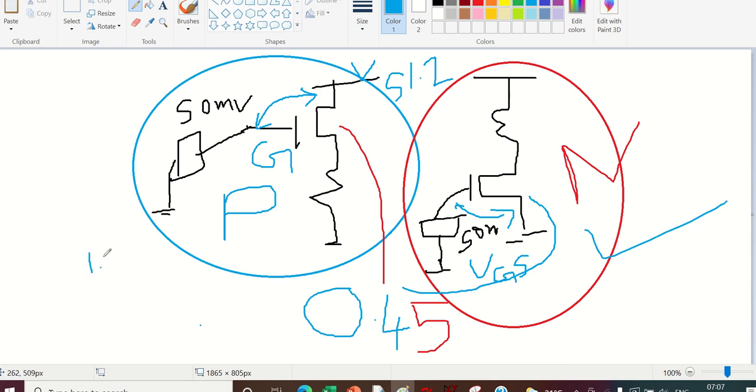1.2 minus 50. Okay. So here VGS is 1.105, and in this case VGS is 0.05. Which of the transistors can work? NMOS will work or PMOS will work? Only PMOS will work. Okay.